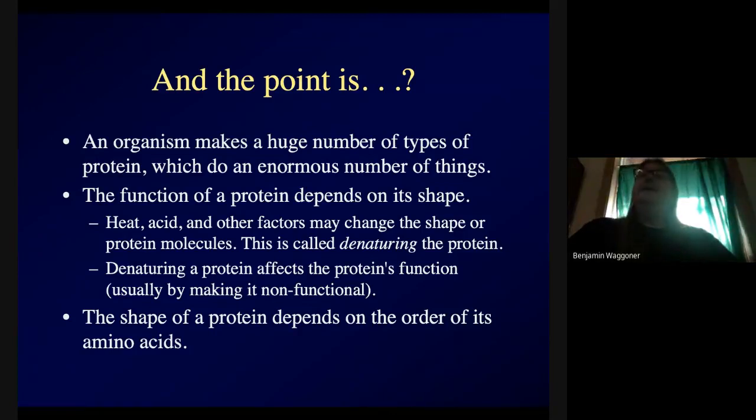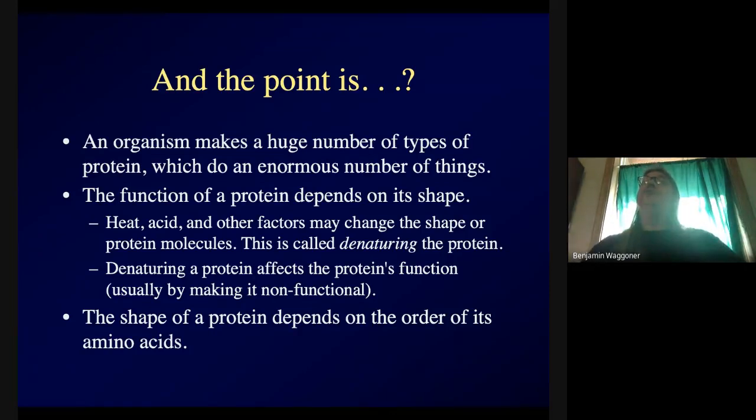Incidentally, you can change the shape of a protein molecule without breaking it down. You can just make it take a different shape. Heat will do that. Acid will do that. Other chemical reactions can make a protein change its shape. That's called denaturing the protein. A simple example of denaturing protein would be frying an egg.